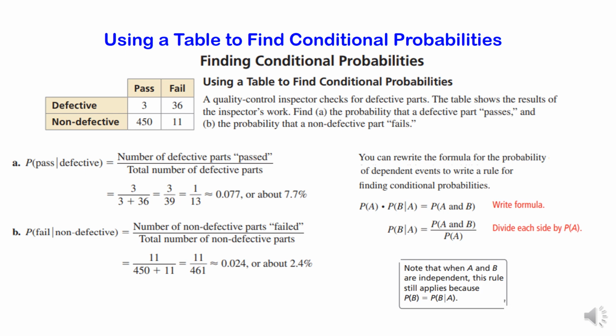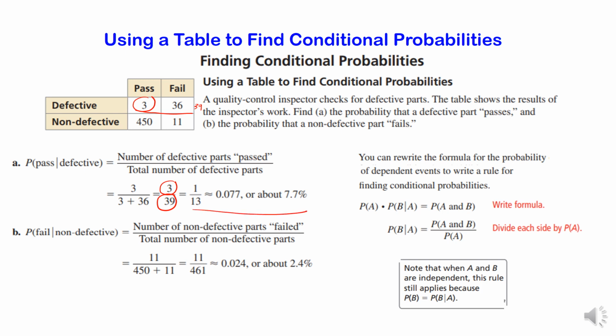So the first thing you're going to do is go to the defective parts, and you find the total, which is 39. Okay, so that is your total. All right, and then the probability that it passes, only 3 defective parts passed, so that would go here, and that would give you this.